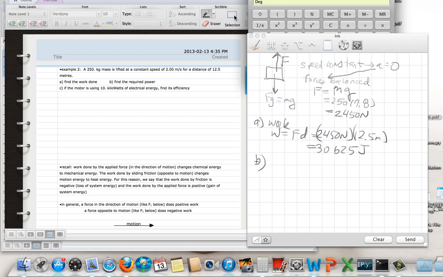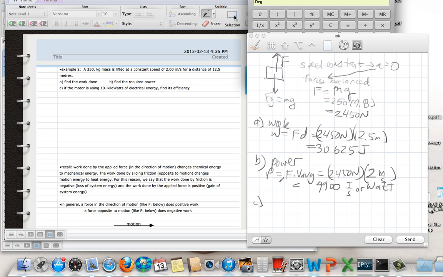The next thing that we're asked for is the required power. Now, power is work over time. We know the work, but we don't know the time. But power is also the product of force and average velocity. And we've got 2450 newtons of force, and we're told the crane is lifting at 2 meters per second. And consequently, the product of those two is going to be 4,900, and then this is newton meters per second, which is joules per second, which is a watt.